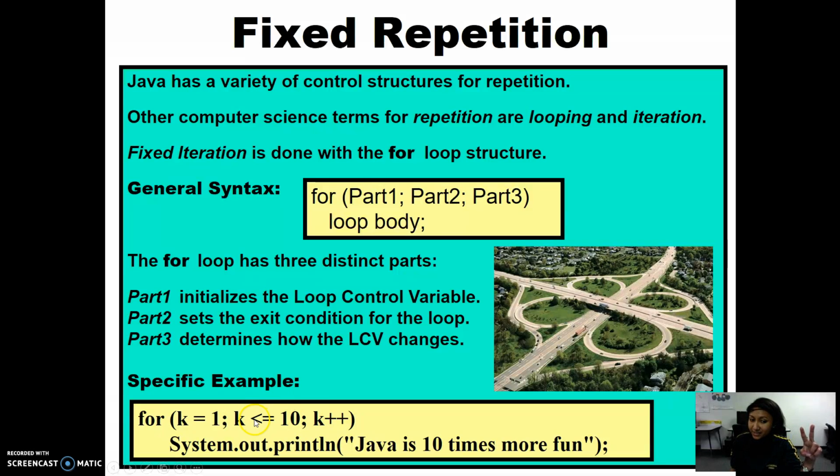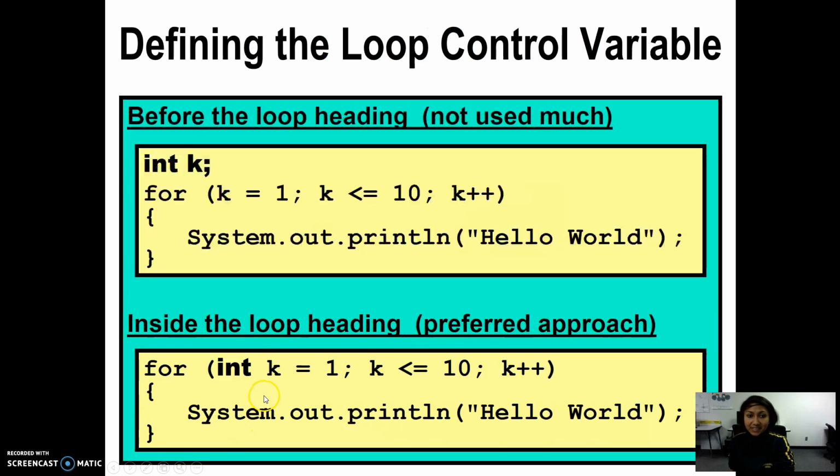Then we'll ask this question again, is 2 less than or equal to 10? If it's true, it's going to print out whatever is there in the loop body. Here it's a print statement, so it's going to do that again. Likewise, it's going to repeat this until k equals 11. Now when k becomes 11, is 11 less than or equal to 10? It's false, so then we'll break out of the loop. Okay, you guys will see more examples.